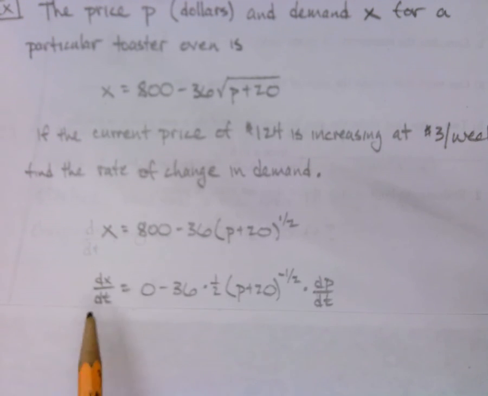So our derivative with respect to t, time, well, derivative of x is simply dx over dt. Derivative of 800 is 0. The minus 36, a constant multiple, just going to carry down. The 1/2 is going to multiply. We copy this part, and the 1/2 now becomes a negative 1/2. There's our chain rule, derivative of the outside happening here, okay? But then for a chain rule, I have to multiply by the derivative of the P plus 20. Well, the 20 will be 0, but the derivative of P, dp over dt. So there we've got a chain rule happening.